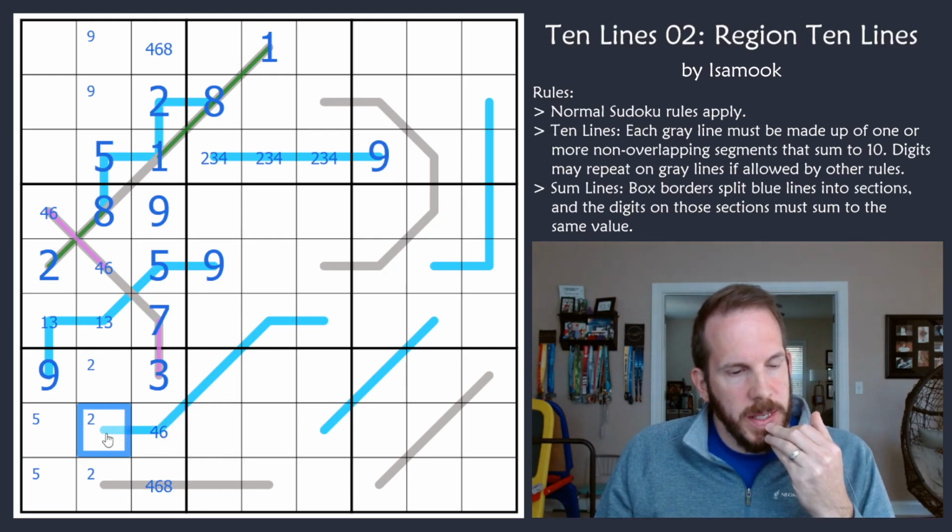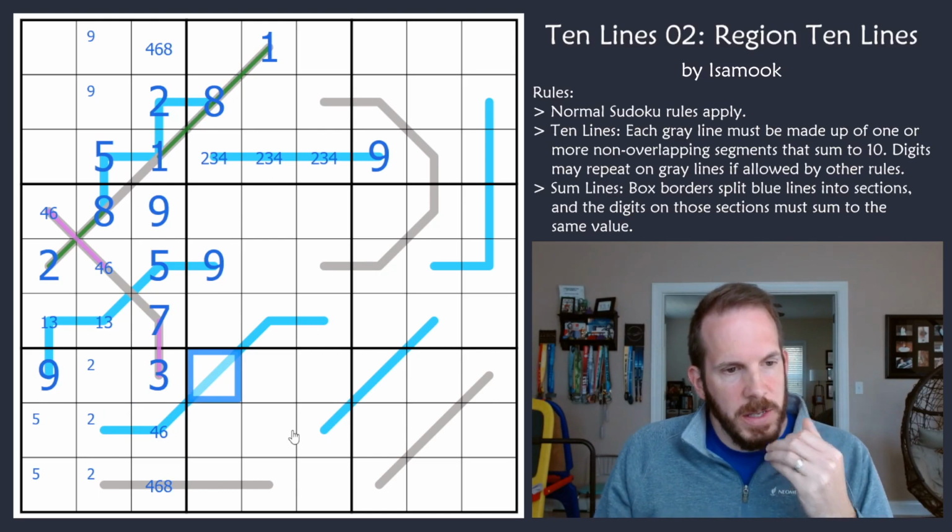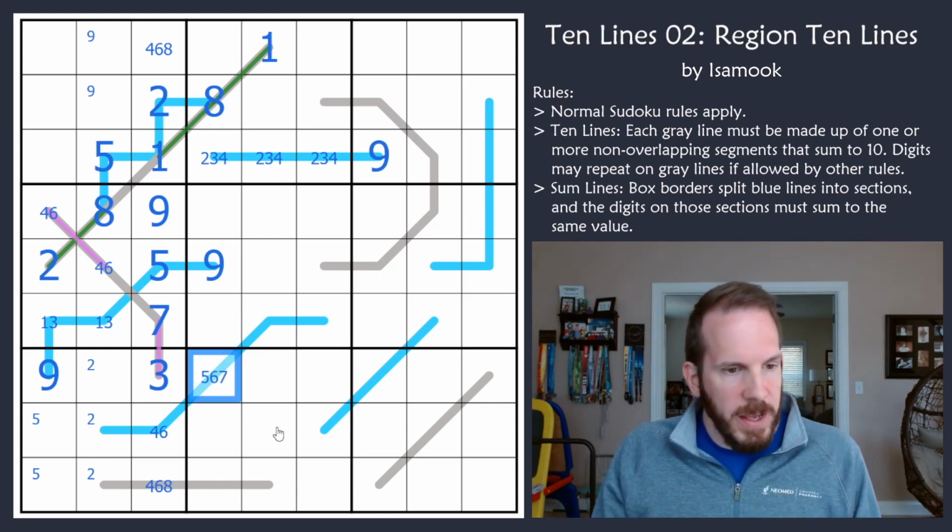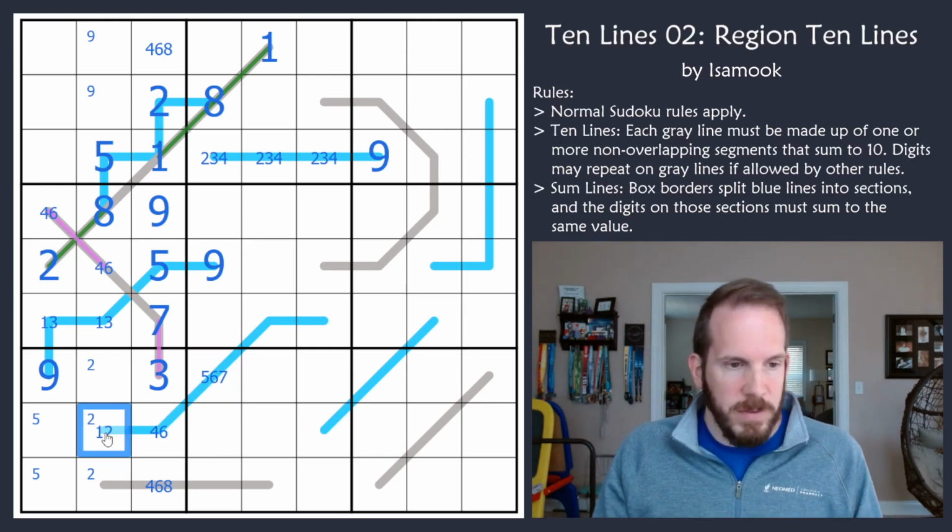But I think, okay, so the maximum for this cell is actually 7. And the minimum is 5 because this is a minimum of 4. So this is 5, 6, or 7. And so this has a maximum of 2, actually. It can't be 3.